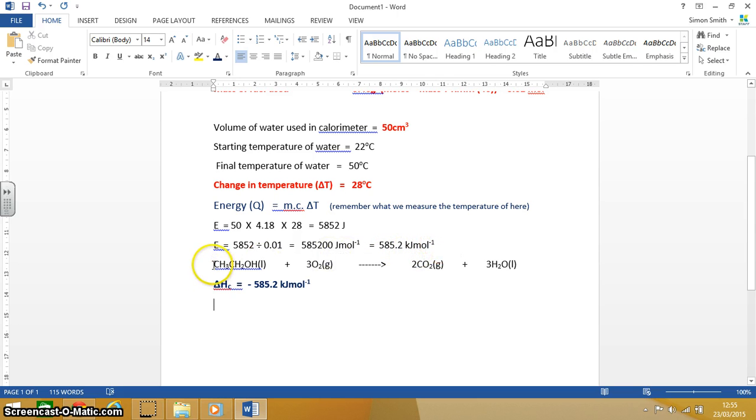So in summary, in this reaction, the combustion of ethanol, the standard enthalpy of combustion under the conditions that we've had in the laboratory is equal to minus 585.2 kilojoules per mole. The minus sign indicates, as we know, that this is an exothermic reaction.